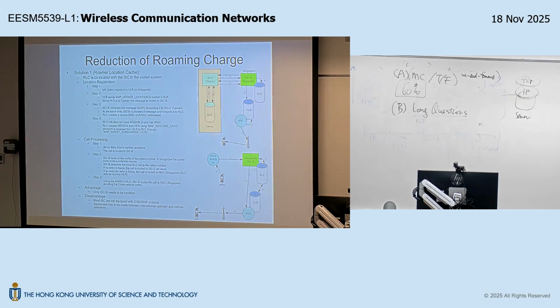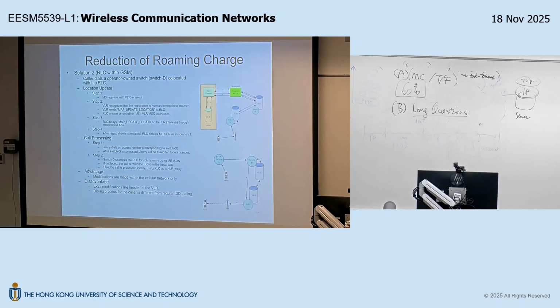Okay? Unless the mobile operator and the international switching carrier are the same company or same holdings. Otherwise, they won't have the motivation to modify the protocols to facilitate this kind of roaming, reduced roaming charge. Okay, so that's the disadvantage of solution one. You require modification of international switching carrier, which is usually not the same company as the mobile operator. So therefore, you have a solution two.